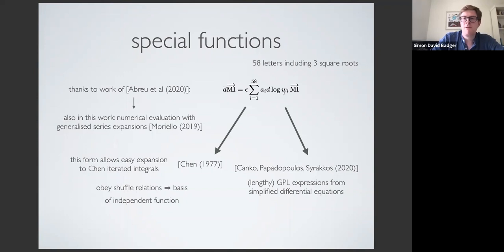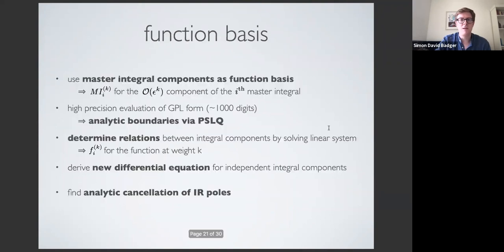But it's still difficult from there to identify a basis for the finite remainder. But we have some other information. If we've got the canonical form, it's rather easy to expand these integrals into so-called chain iterated integrals, where we understand how to apply shuffle relations to get an independent function basis. We also have some, quite lengthy, expressions in terms of generalized polylogarithms or multiple polylogarithms for the analytic answers, which is extremely important in order to understand the boundary terms for these integrals.